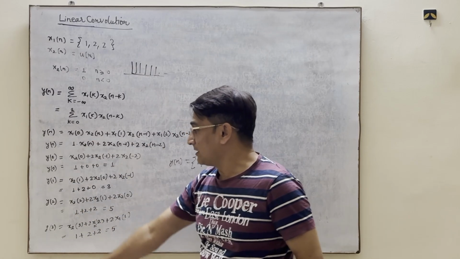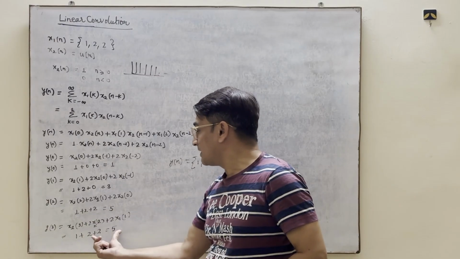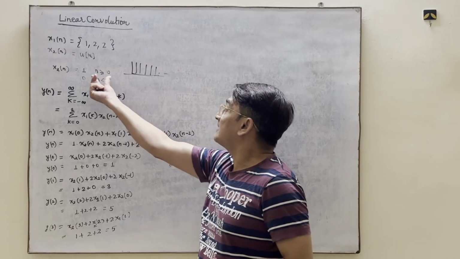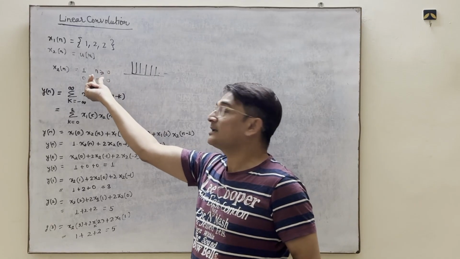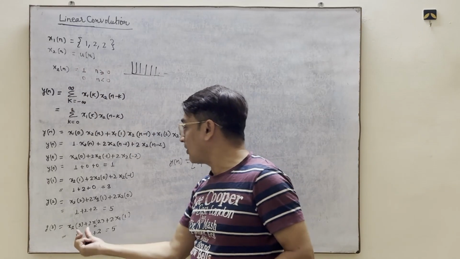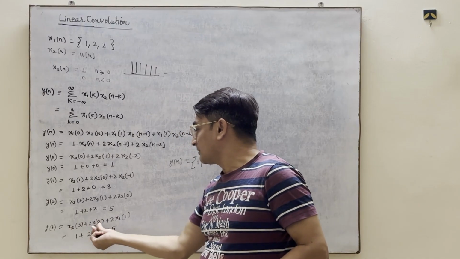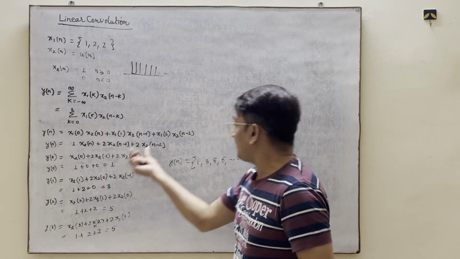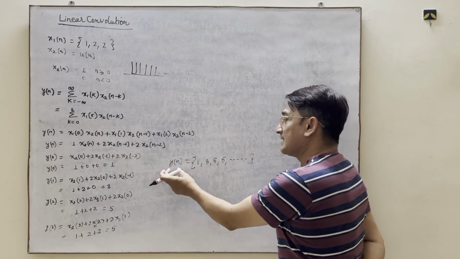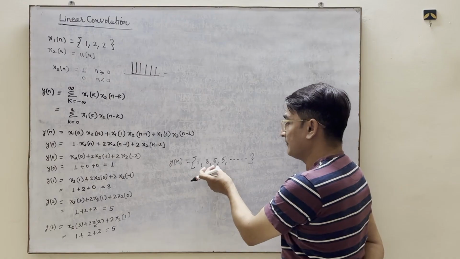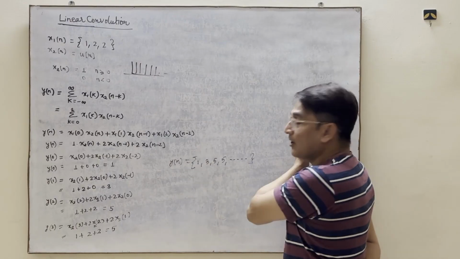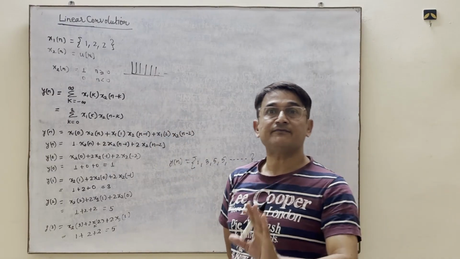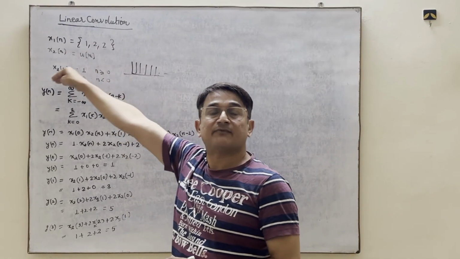So from y2 onwards, every value will give you the value 5, because this value increases in the positive direction, and you know that for n greater than or equal to 0, it will give the value 1 always. So in place of x2 of 3, x2 of 2, x2 of 1, all these values are always 1. So finally you can write your answer as y of n is equal to 1, 3, 5, 5 and so on. That means all the values from now onwards will be 5. So this is how you can calculate the convolution if out of two sequences, one is a finite sequence and another is an infinite sequence.